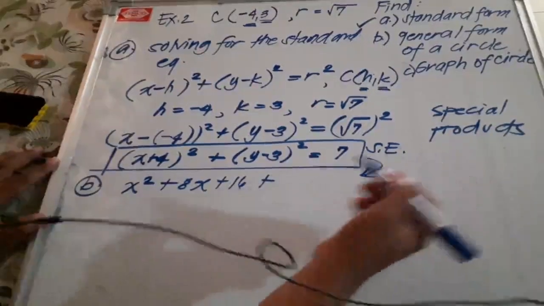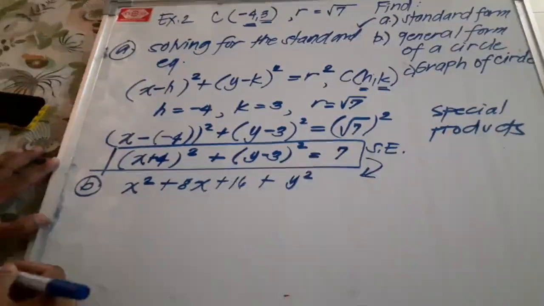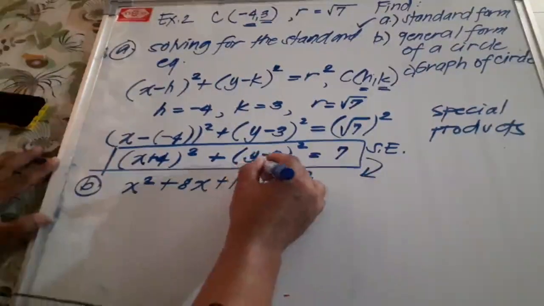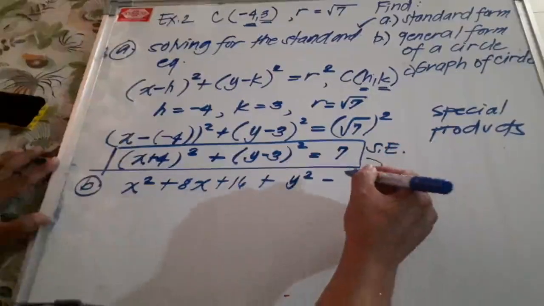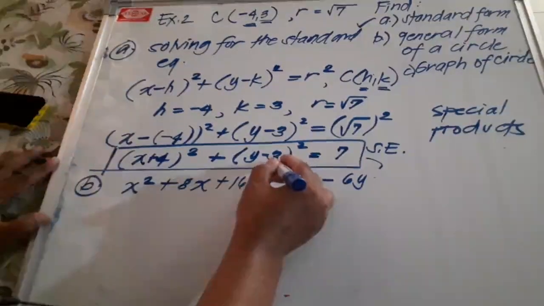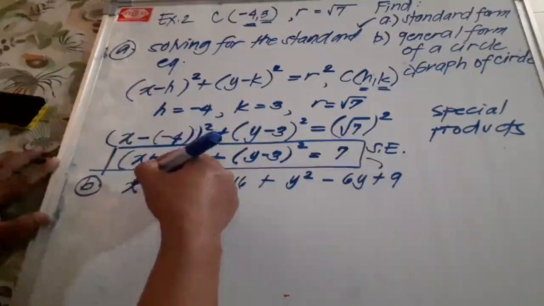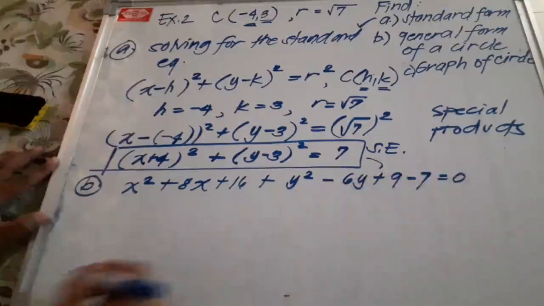Ganun din. Special products natin. Square ng y squared. And then, the product of these 2 times 2 is negative 6y. And then the square of 3 is positive 9. Then I'm going to transpose 7 to the left side of the equation. Magiging negative 7 equals 0.